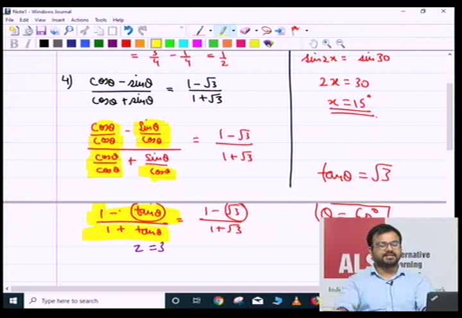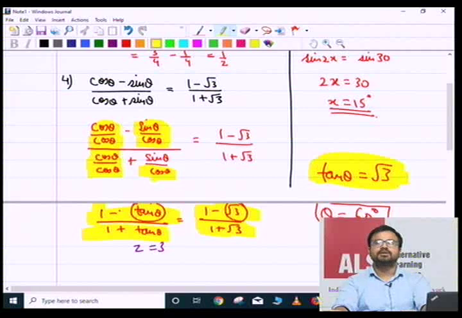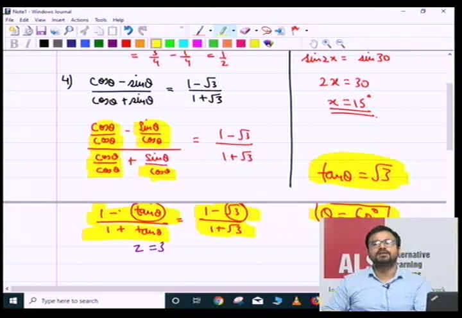Now on the right hand side, you can see it is 1 minus root 3 over 1 plus root 3. If you compare exactly, the left hand side and right hand side are in the same notation. Only in place of tan theta, on the right side it is root 3. So on comparing, tan theta is equal to root 3. If tan theta is equal to root 3, then theta would be 60 degrees, because tangent of 60 degrees gives the answer root 3. Got it?